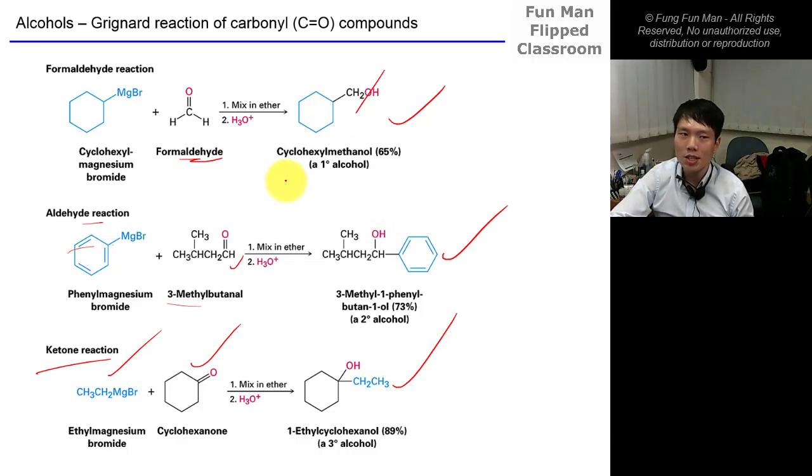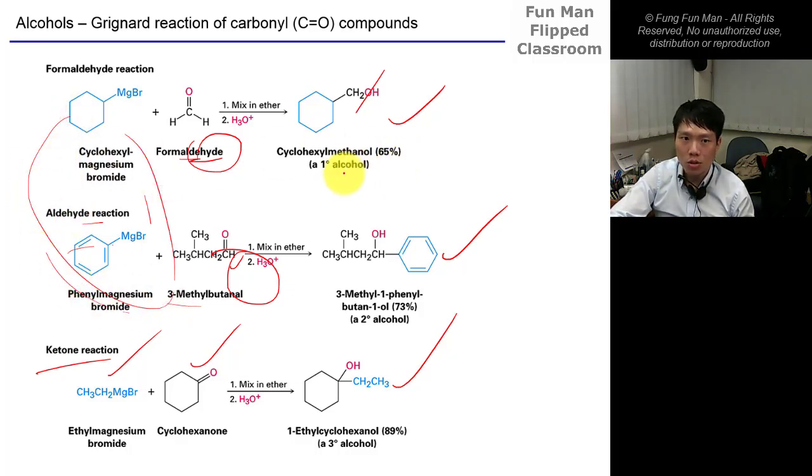But what you see here is, for the aldehyde reaction with Grignard reagent, you get either a primary or a secondary alcohol. In particular, formaldehyde gives you primary, any other kind of aldehyde gives you secondary. For ketone, you must have tertiary. You will understand why.